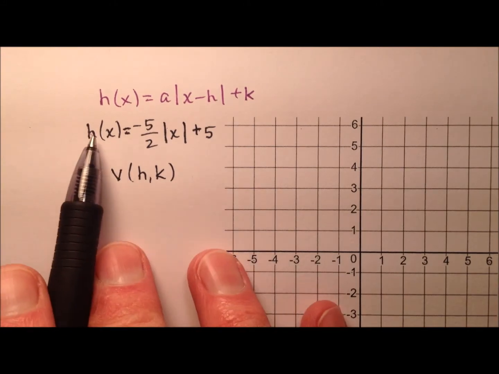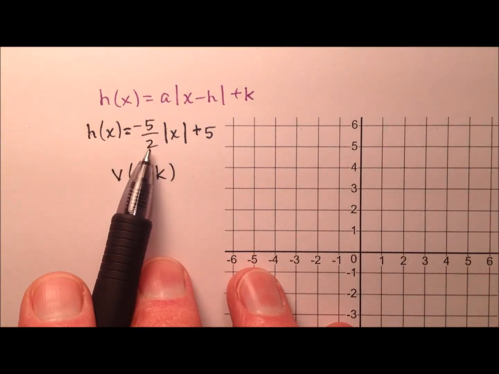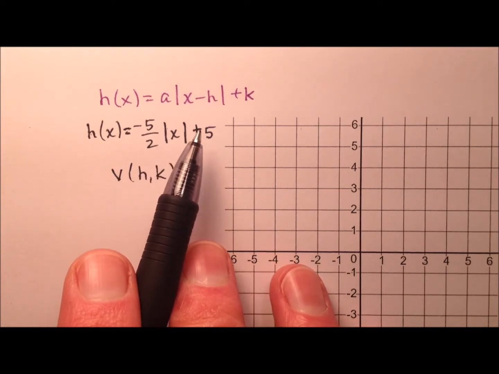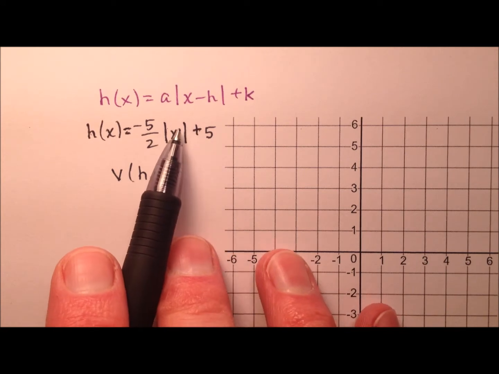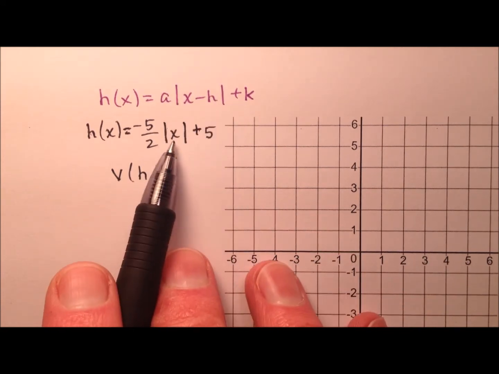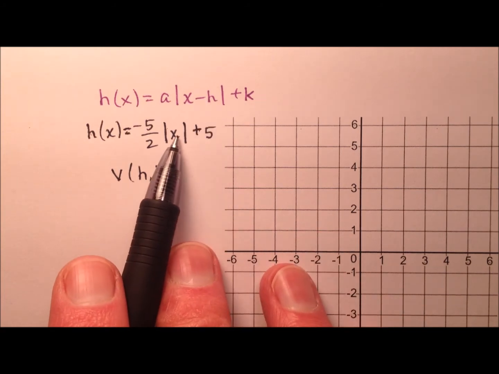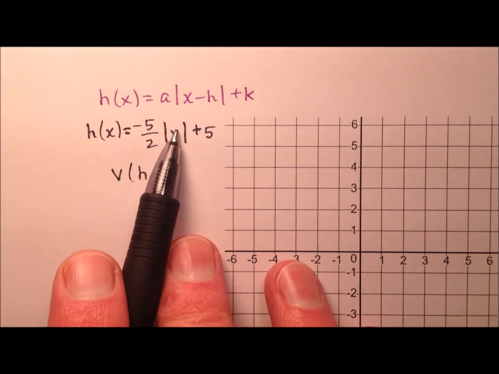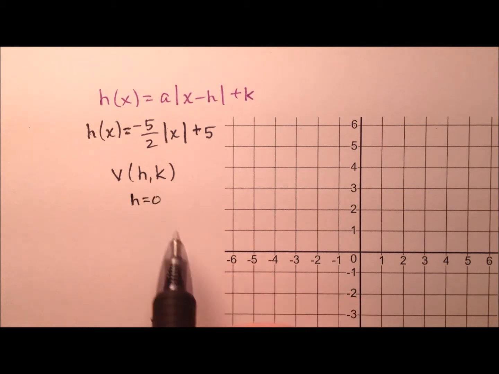In this example, we're going to graph this function h of x equals negative 5 halves times the absolute value of x plus 5. So let's start by finding the vertex. I notice that my absolute value only contains an x, and there is no minus h or any other numeric term inside there. So I know that there has been no horizontal shift, so h will be 0.